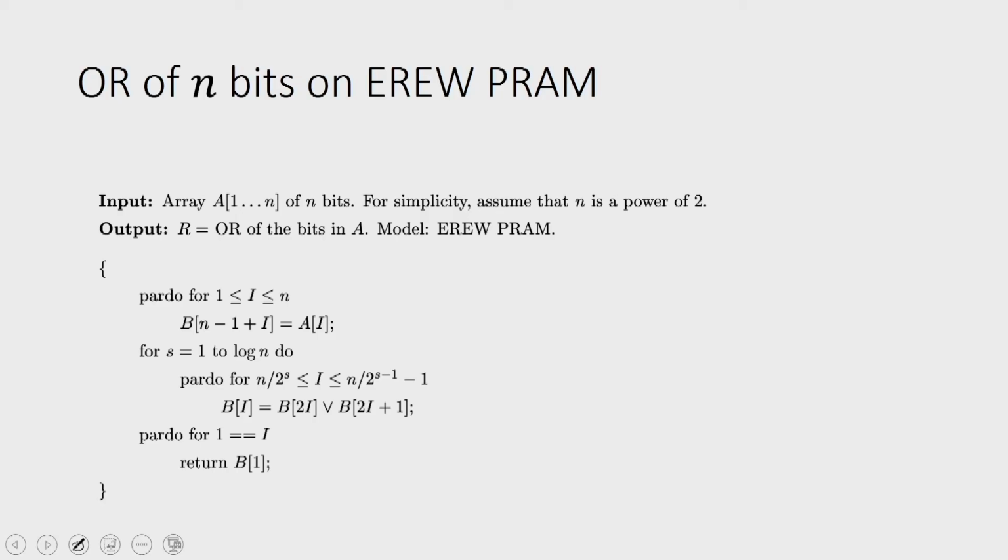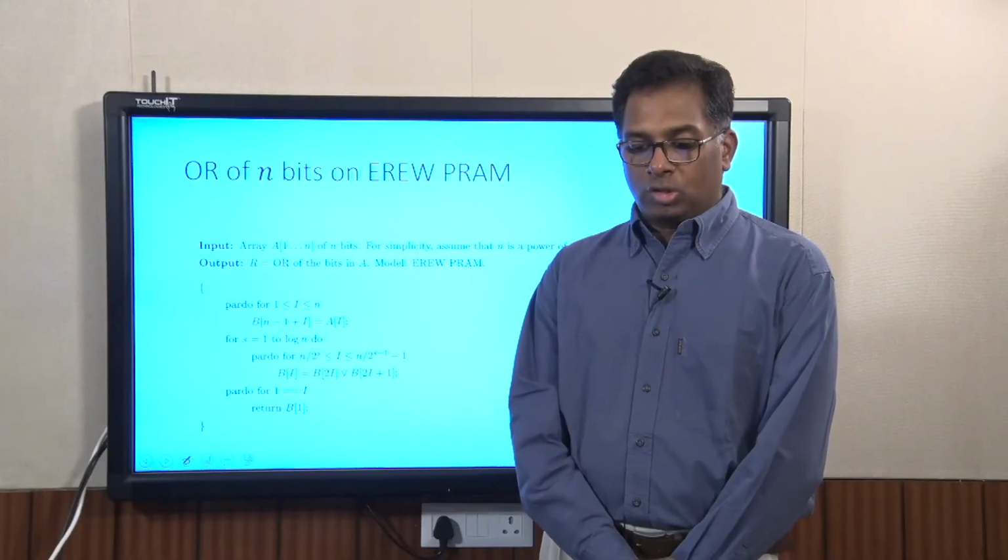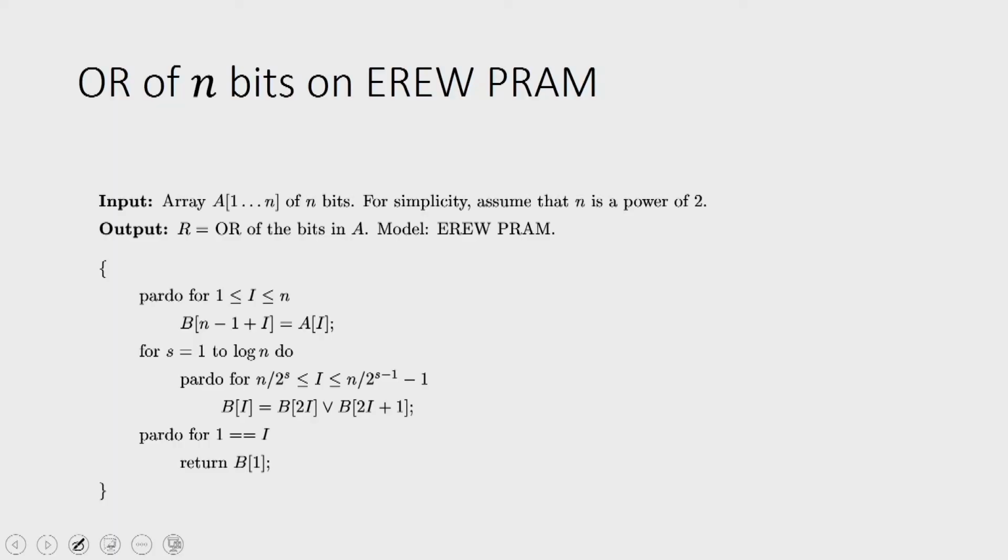So, this is the algorithm summarized to find the OR of n bits on EREW PRAM, where the input is an array A of n bits and the output is to be the OR of these bits. In the first step, in parallel for every single element of the array, we copy the element into the leaf of the binary tree that we are going to construct in array B. Now, the elements occupy the leaf positions in array B. Then we have log n substeps, a loop with log n iterations. In each iteration, we fill one level of the tree going from bottom to top.